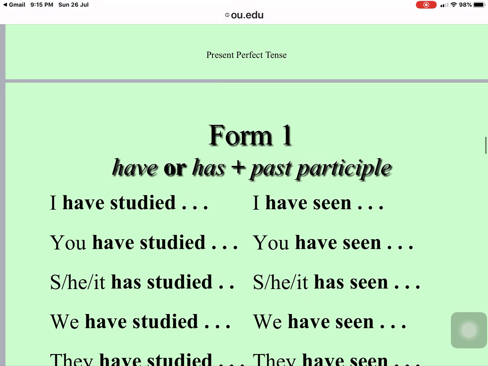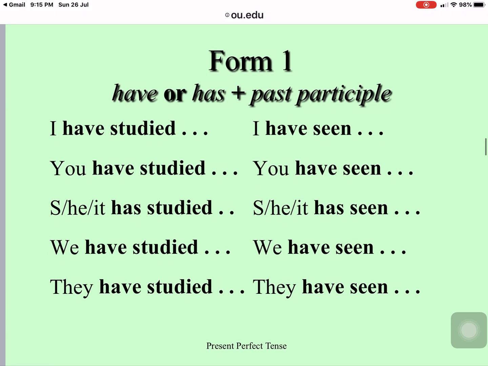Okay, see here, form 1. I have studied, I have seen. You have studied, you have seen. Have is used with plural subject, because I is plural subject, you is plural subject, but here you will find she, he, or it. These are singular subjects. That's why has is used with the singular subject. For example, she has studied, or he has seen.